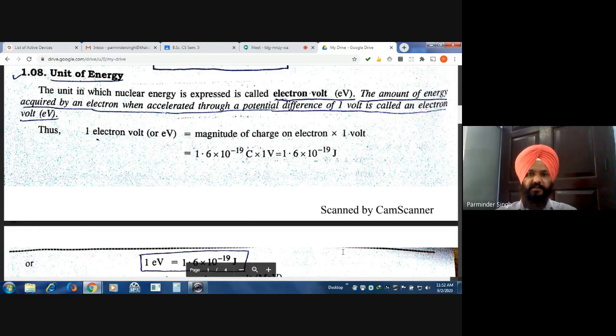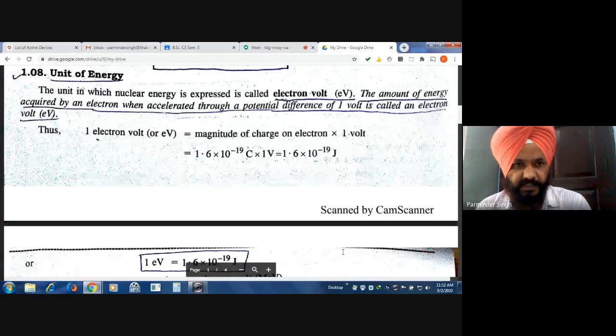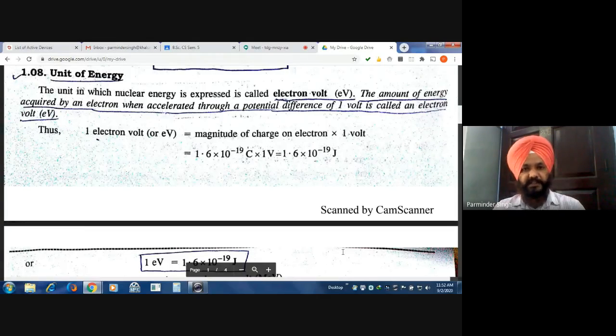1 electron volt is the energy acquired by an electron when accelerated through a potential difference of 1 volt. When any electron, proton, or any particle is accelerated through a potential difference of 1 volt, that energy is called an electron volt.